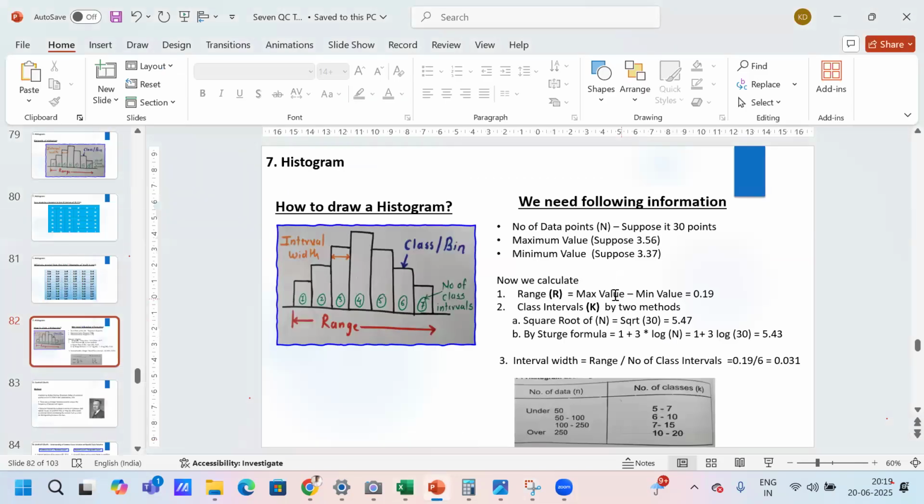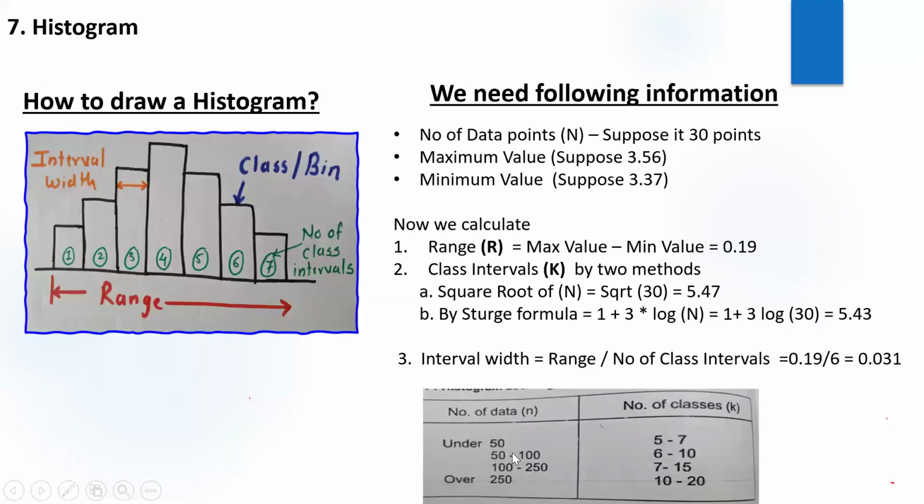As I told you, either you can use the square root of n, or the Sturges formula, or you can use the ready-made table. For example, if my points are between 50 and 100, you can select 8 or 9. It is okay, no problem at all. So it is 50 to 175. Either you can use 8 or 9. It is okay, no worries.